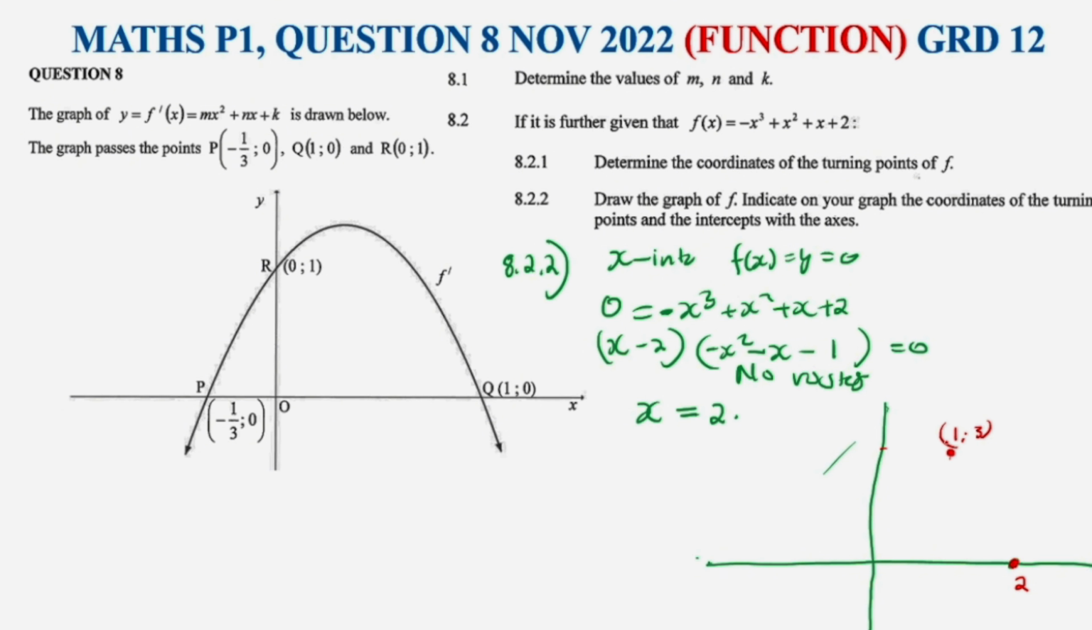That's our first turning point, and therefore our y-intercept would be 2. That's our 2 there. There's our y-intercept, 2. And then another turning point was negative 1 over 3, which is to 49 over 27. So I'm just going to put it here, guys, and that's how you draw this function.